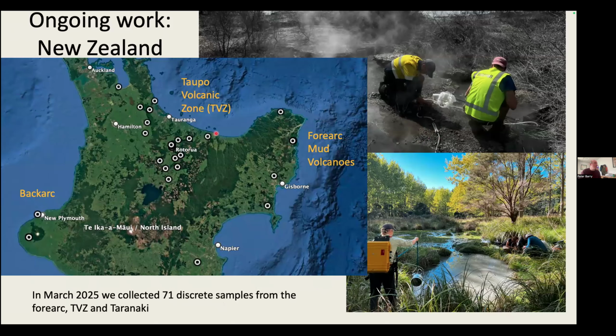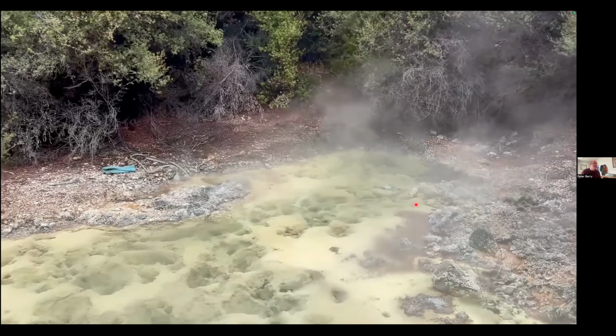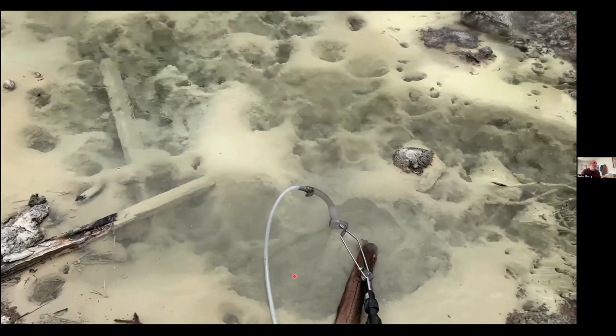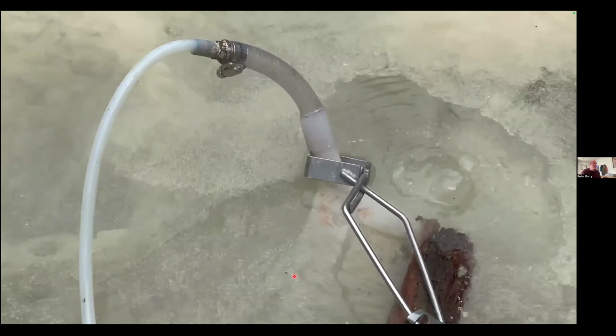And then finally, to wrap up, the most recent work just earlier this year. We went to New Zealand and we collected about 71 samples. New Zealand is another place where there's a prominent forearc region. There are all these mud volcanoes, and then there's an active rifting area around central North Island. And then there are back arc samples out here near New Plymouth. We collected samples from regions like this that were really high temperature boiling sulfuric systems where we could collect gas samples.